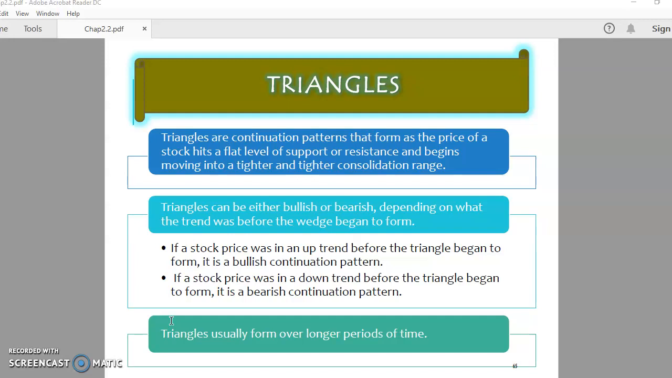Okay, today we will continue our lesson. I will explain the other three continuation patterns. As last class, we already discussed continuation patterns for flag, pennant, and wedges. So today I will explain about triangles.